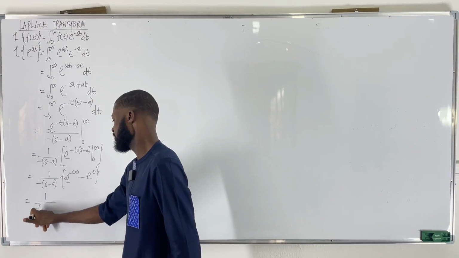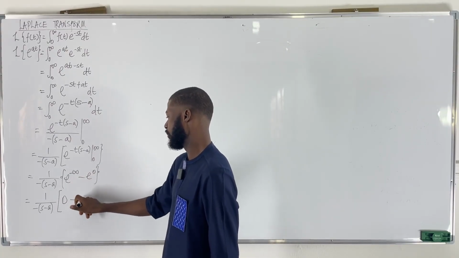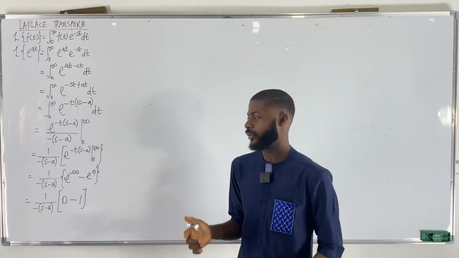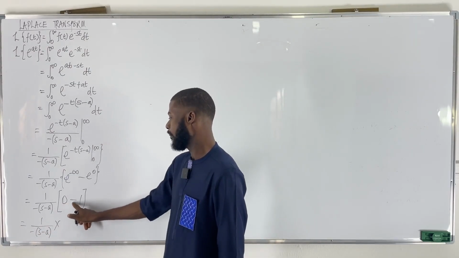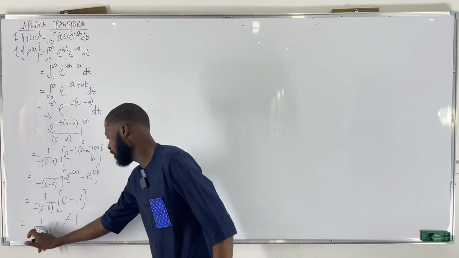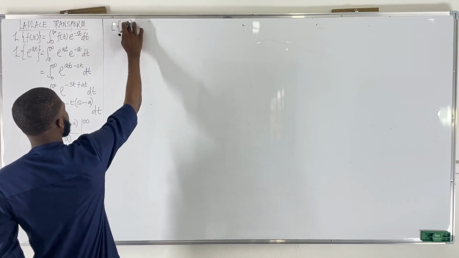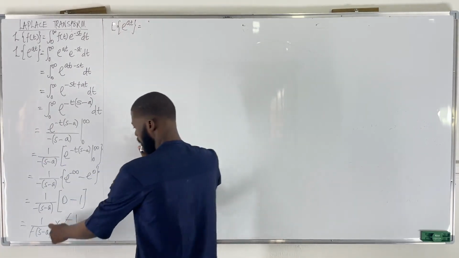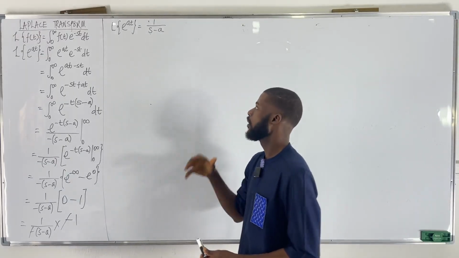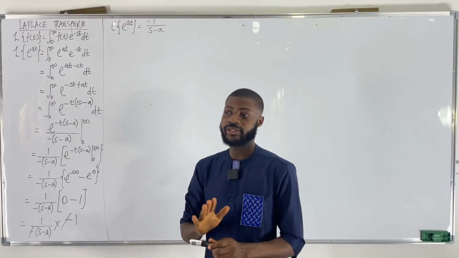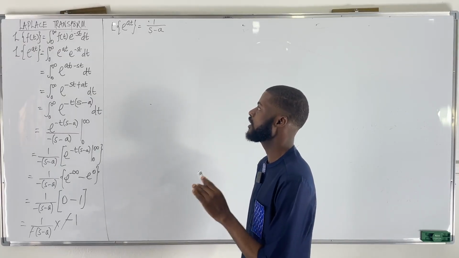So this will be 1 over minus into s minus a. And then we have e to negative infinity, which will give 0, then e to the 0 is 1, because anything to the power of 0 is 1. Now this will become 1 over minus s minus a times 0 minus 1, which is minus 1. Now the negatives will take care of themselves. So this means that the Laplace transform of e to the at is equal to 1 divided by s minus a. Very, very simple. We're actually done. So this is what the Laplace transform of e to the at will give to us.